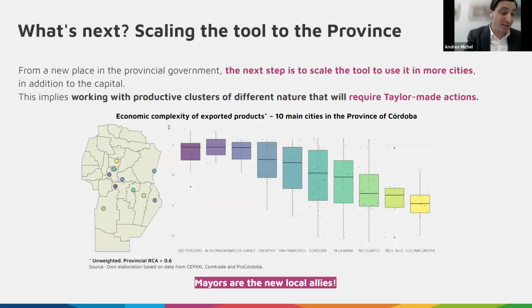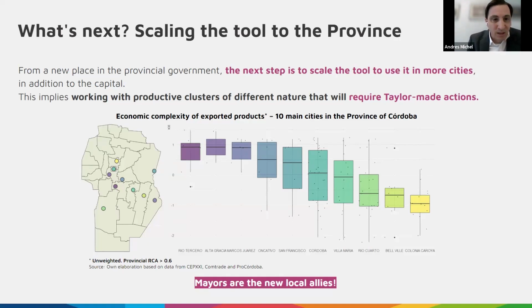Oh, thank you. And what's next? Scaling up the tool to the province. This project finished last year, but the team continues at the city working on it. But now we are in a different policy position at the province level. Being in charge of the PDP is a great challenge for our team. The good news is that the tool is useful for each exporter city in the province. You can see 10 cities, the 10 most important cities of the province. This represents some differences in realities and differences in complexity of exported goods.